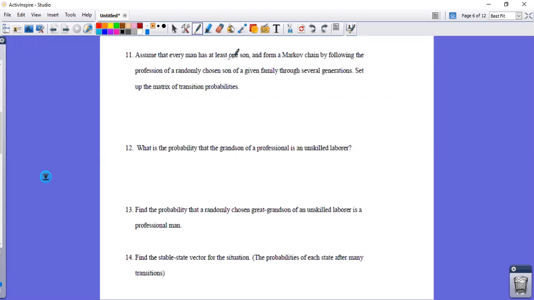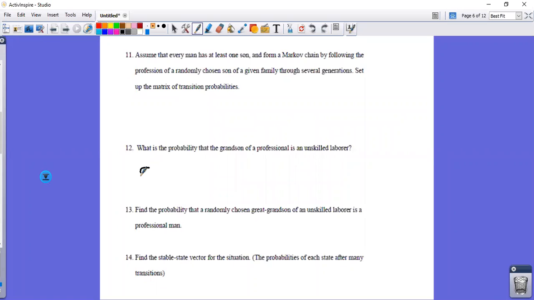Okay, so assume that every man has at least one son. Form a Markov chain following the profession of a randomly chosen son, given through several generations. Set up. Okay, that's the transition matrix. That's what we just did, number 11. What's the probability that a grandson of a professional is unskilled?